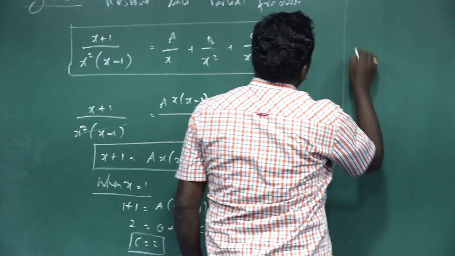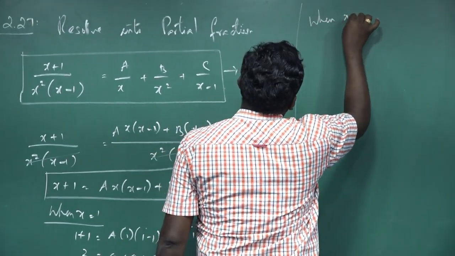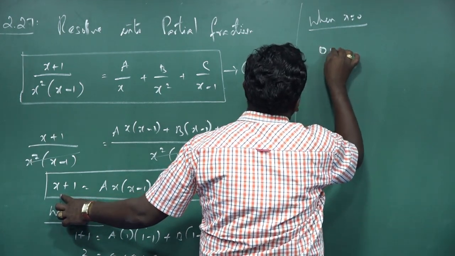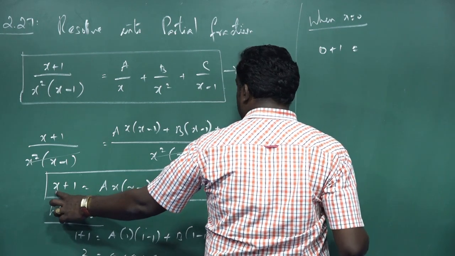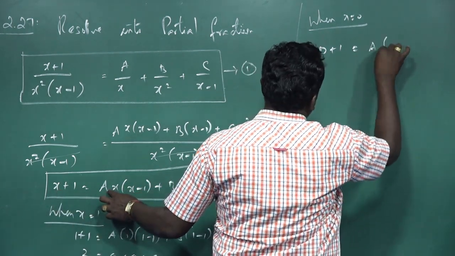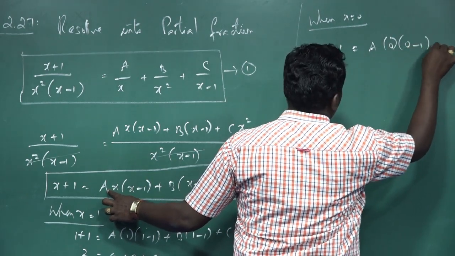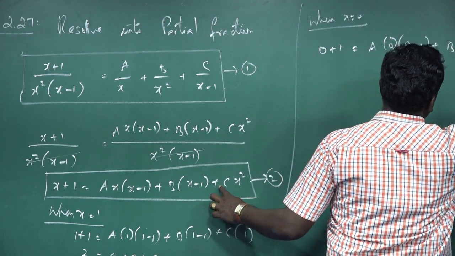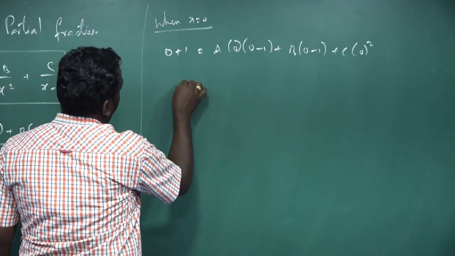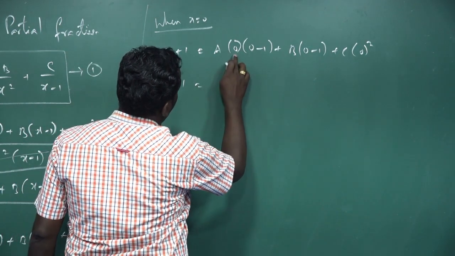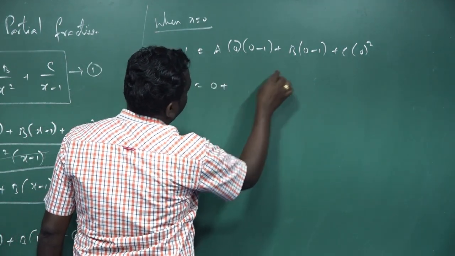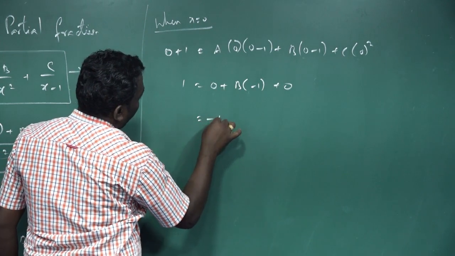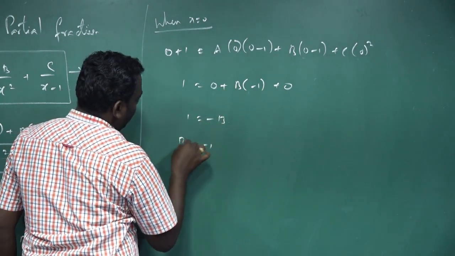Next we can substitute the value x equal to 0. When x is equal to 0, the left hand side of the equation is 0 plus 1, that is 1, equal to a into (0 minus 1) plus b into (0 minus 1) plus c into 0 whole square. Therefore 1 is equal to, the first term totally is 0 because of 0 into, then b into minus 1 plus 0 into c which is 0. Therefore minus b is equal to 1 and b is equal to minus 1.